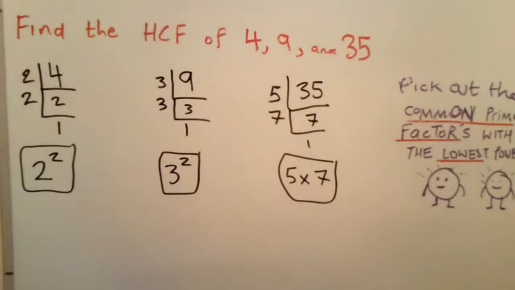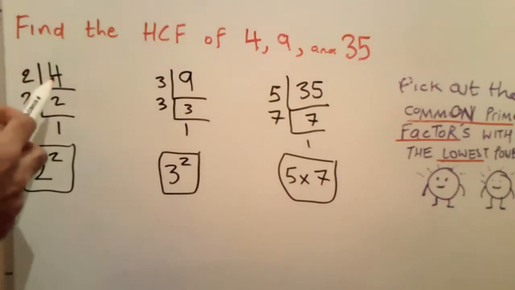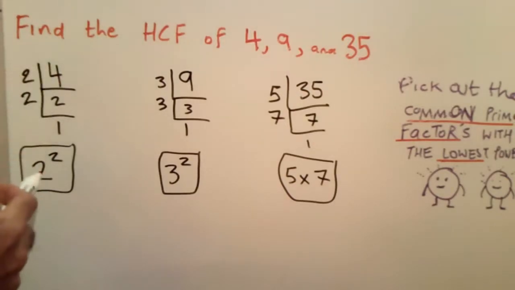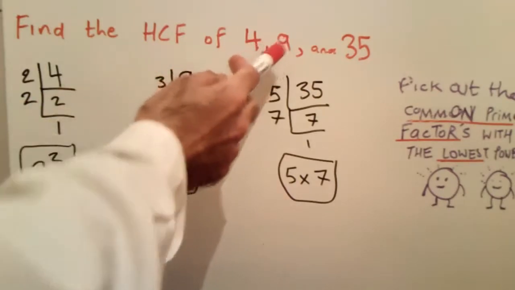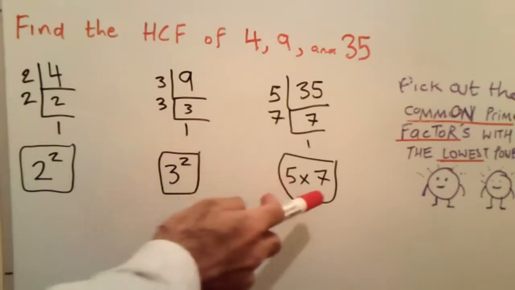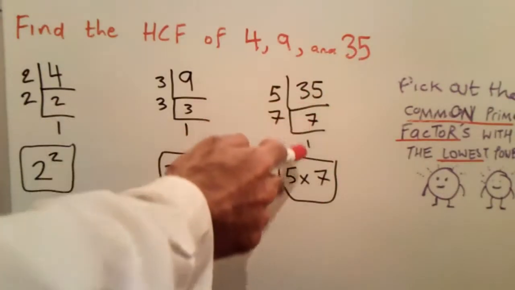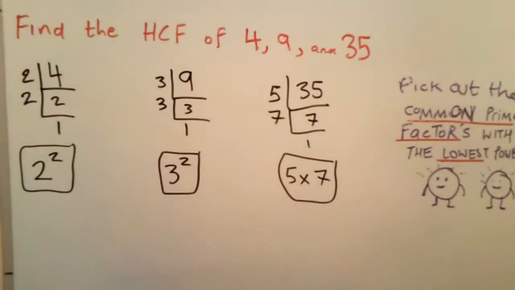Okay, let's do some further practice. Let's find the highest common factor of 4, 9 and 35. Again, we've done the prime factorization. So the prime factors of 4 is 2 to the power of 2, and the prime factors of 9 is 3 to the power of 2, and the prime factors of 35 are 5 times 7. Now this example is slightly different.